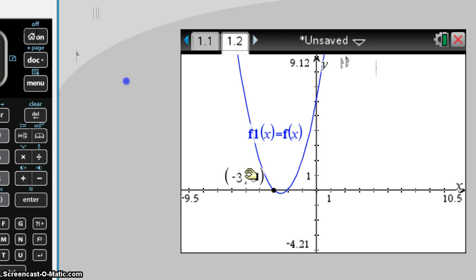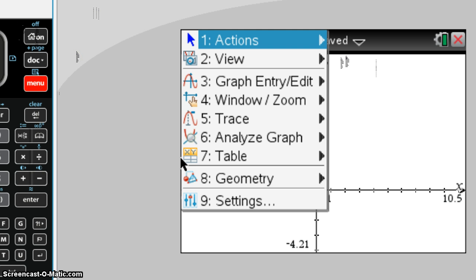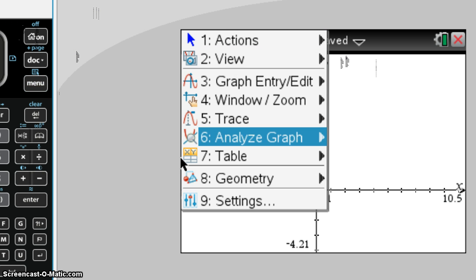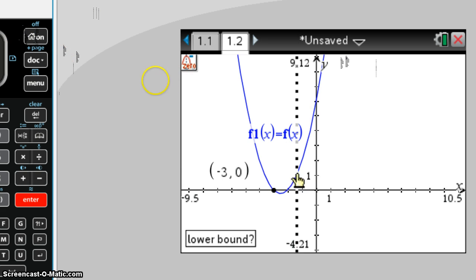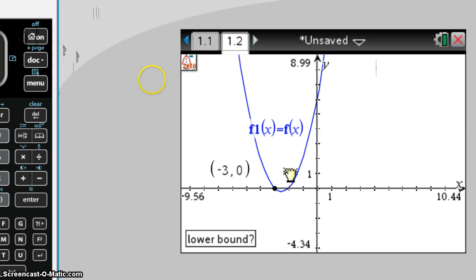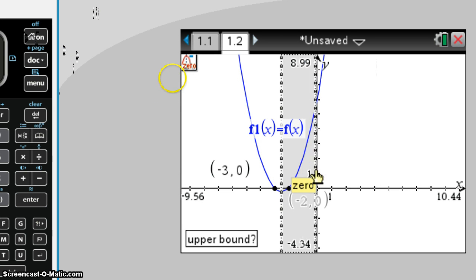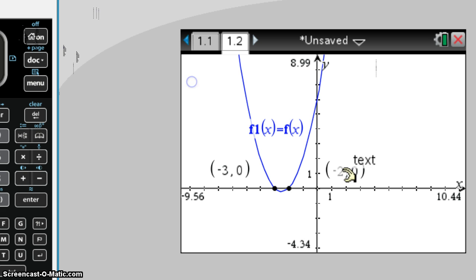I'll just drag that over there so it can be seen a bit easier, and I'll do it for the other one as well, and I can find out. There it is. It's -2, 0. So that's nice. Okay, so now I want to find out the y-intercept over here.